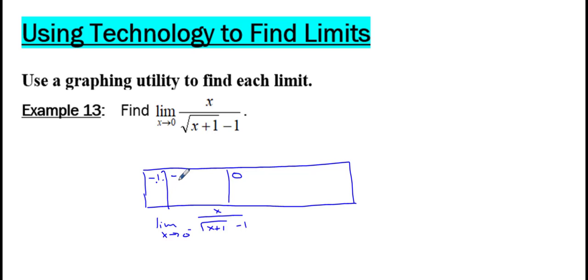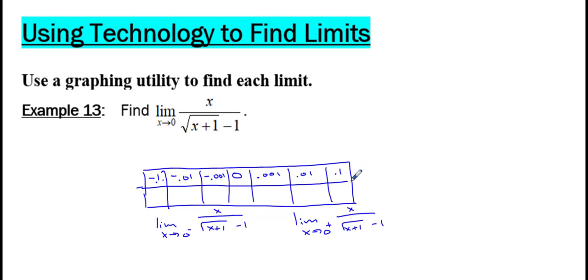And then negative 0.01. And then negative 0.001. And then over on this side, we'll be looking at what's happening as we approach 0 from the right. And again, it's going to be x over square root x plus 1 minus 1. 0.001 on the positive side, 0.01, and then 0.1. Now we use your calculator.